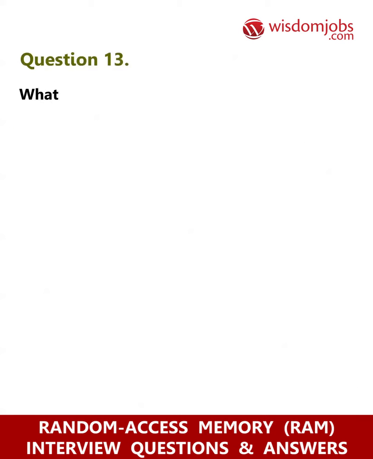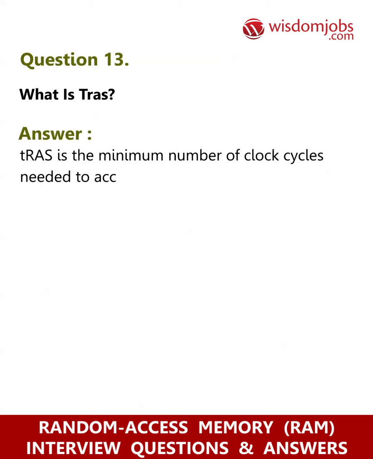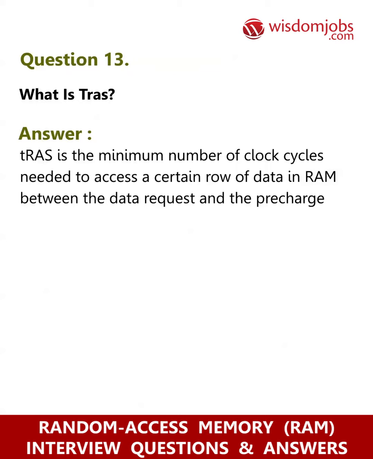Question 13. What is tRAS? Answer. tRAS is the minimum number of clock cycles needed to access a certain row of data in RAM between the data request and the pre-charge command. It's known as active to pre-charge delay.